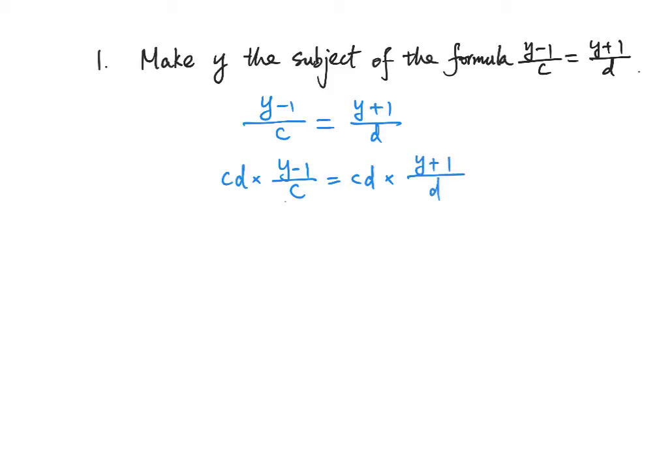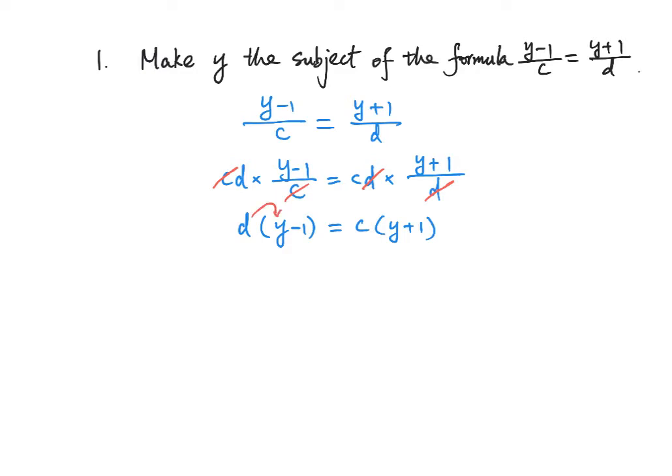So c and c can be cancelled on the left-hand side. d and d can be cancelled on the right-hand side. So we have d times (y minus 1) on the left and c times (y plus 1) on the right. So here, after removing the denominator, there's a bracket. So we use the rainbow method to remove the bracket.